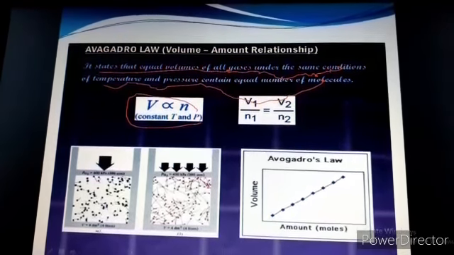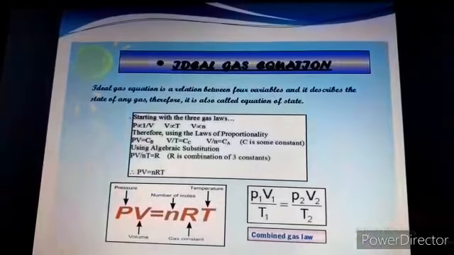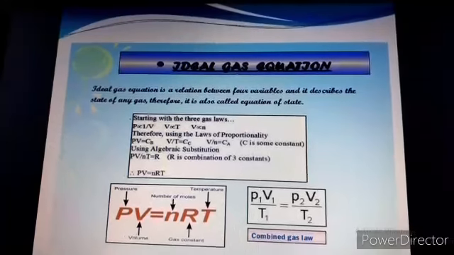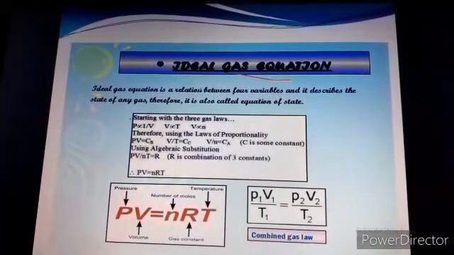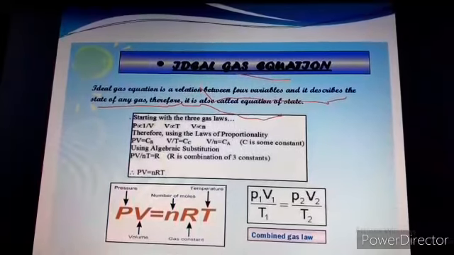So these are the 4 laws. Now we compile these to form the ideal gas equation. So what is the ideal gas equation? It is a relationship between the 4 variables to describe the state of any gas. Therefore it is called the equation of state.